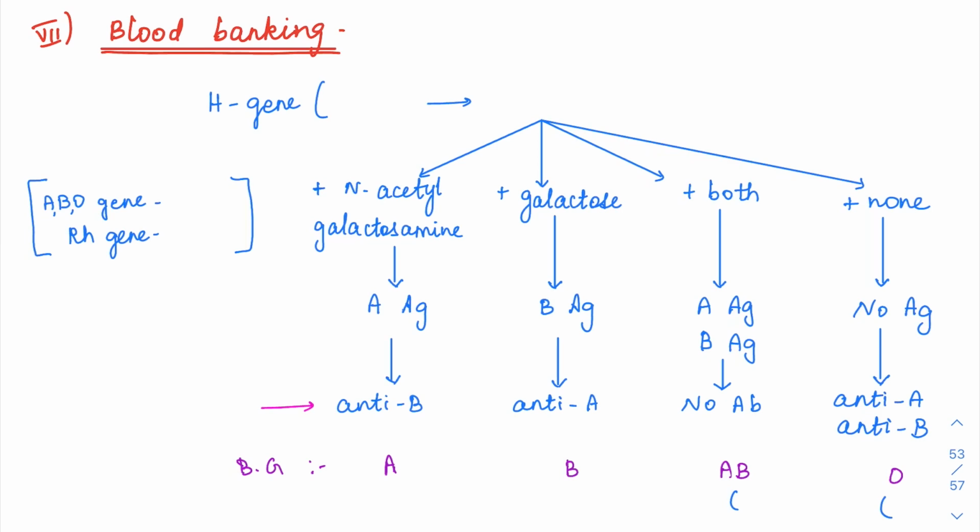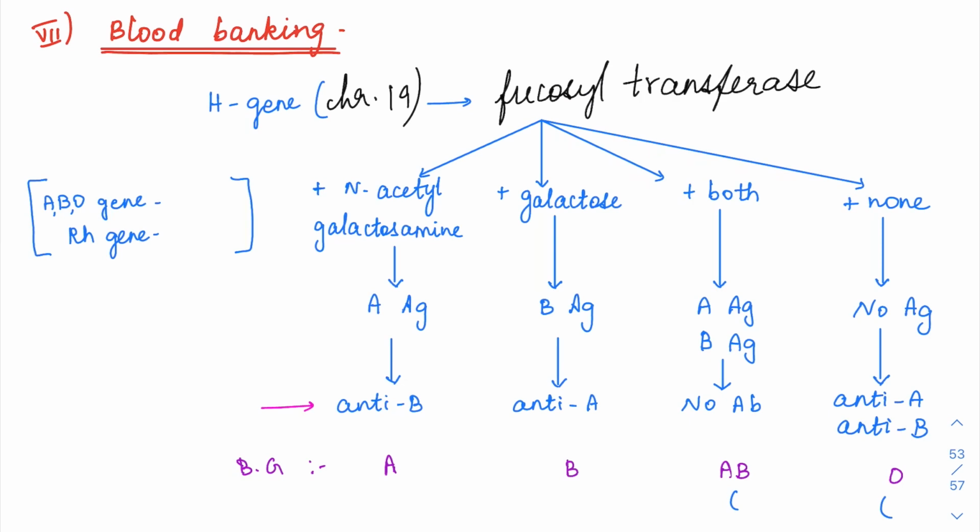Okay. So there is something called an H gene, which is going to be present on chromosome 19. This H gene is going to encode an enzyme called fucosyl transferase. This fucosyl transferase is responsible for transferring a fucose group to an H substance. So there is going to be H substance.